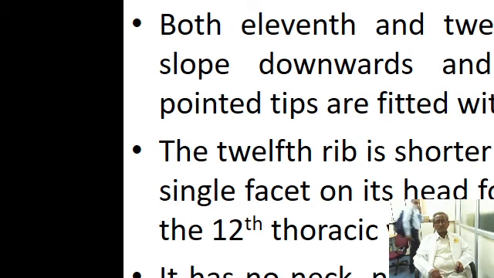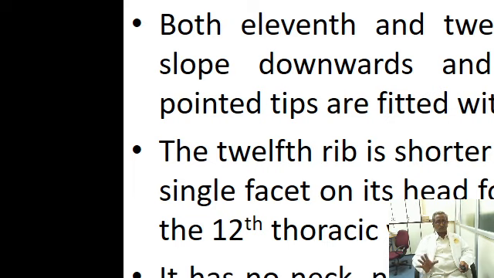Both 11th and 12th ribs are floating ribs and slope downwards, forwards and laterally. The pointed tips are fitted with cartilage. The 12th rib is shorter than the 11th. It presents a single facet on its head for articulation with the body of the 12th thoracic vertebra.